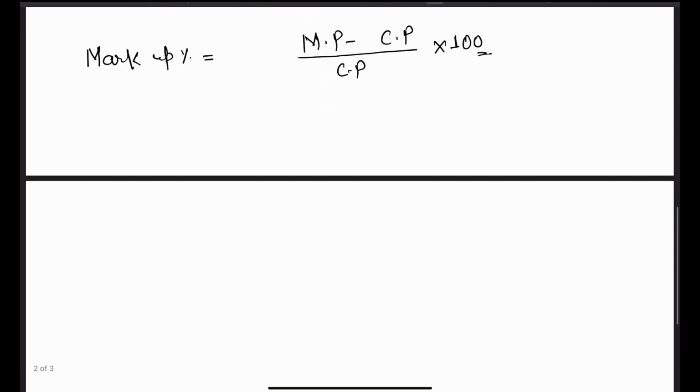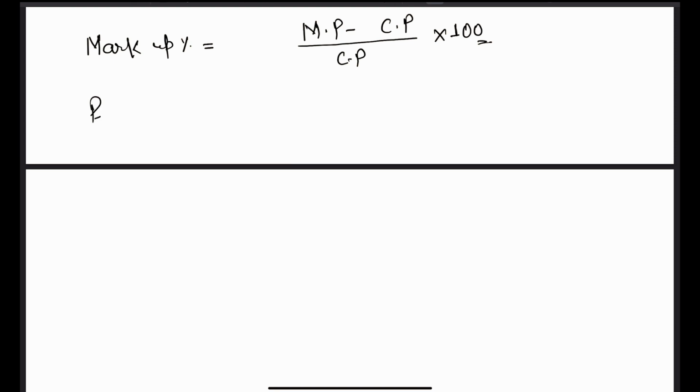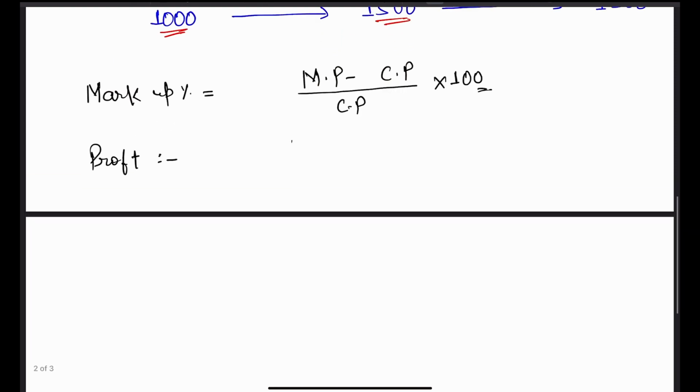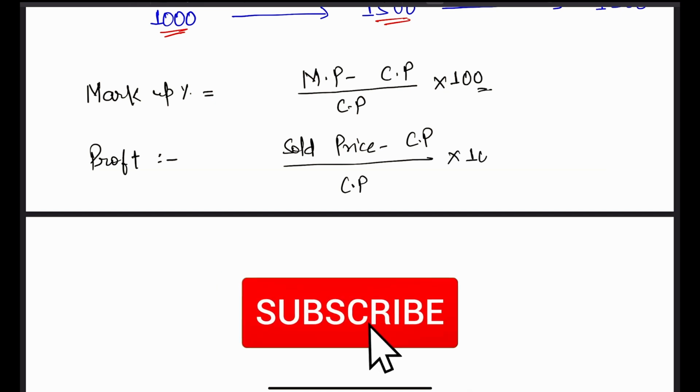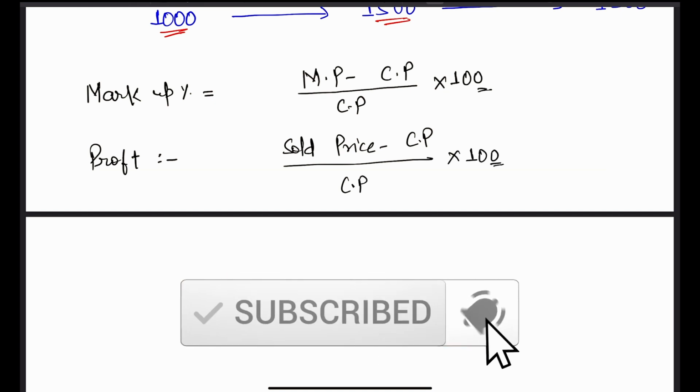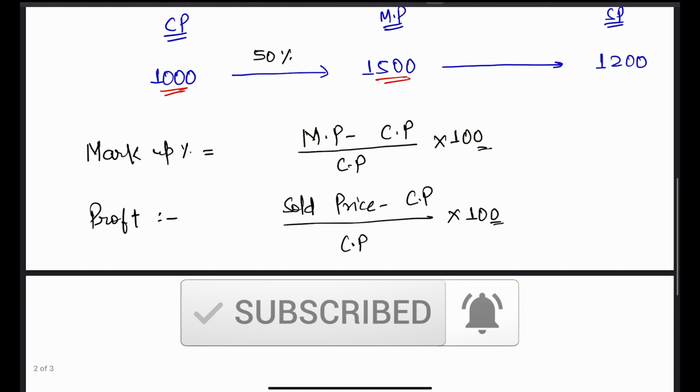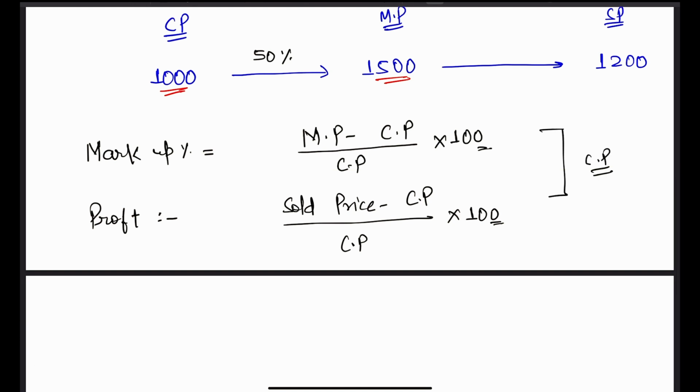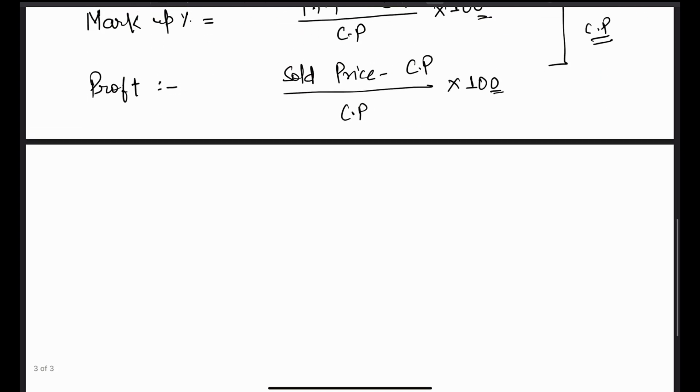So profit will always be calculated on the sold price: SP, sold price, minus cost price, upon cost price, into 100. These two are calculated based on the cost price. But then there is one more thing, that is discount.